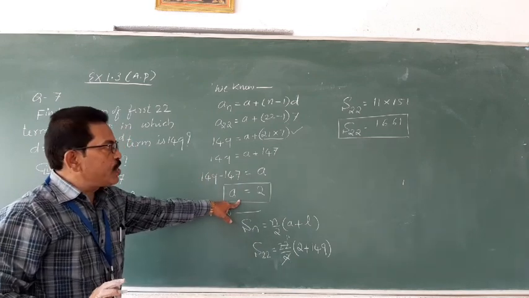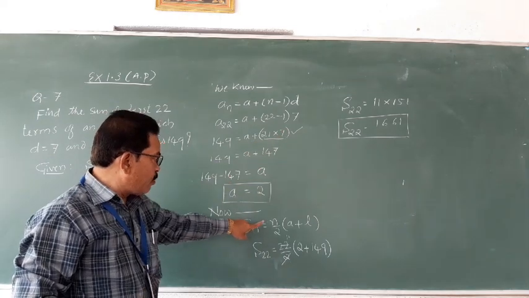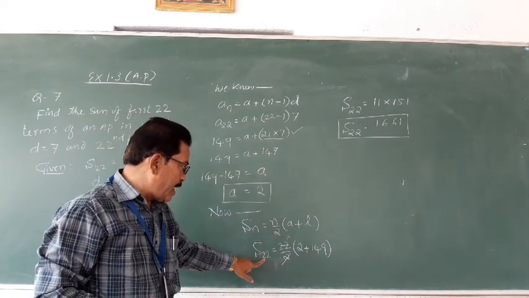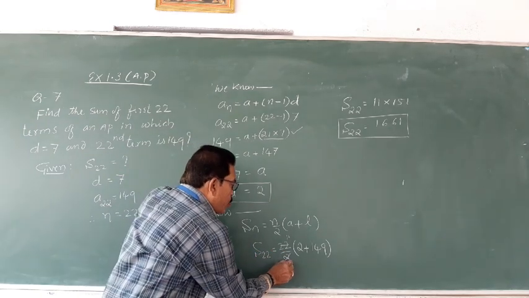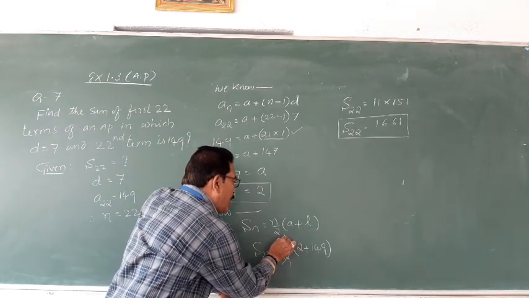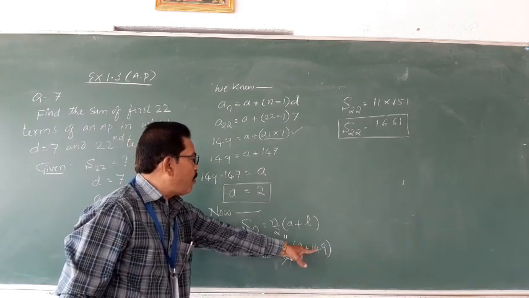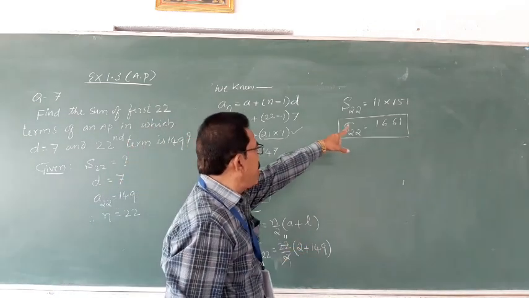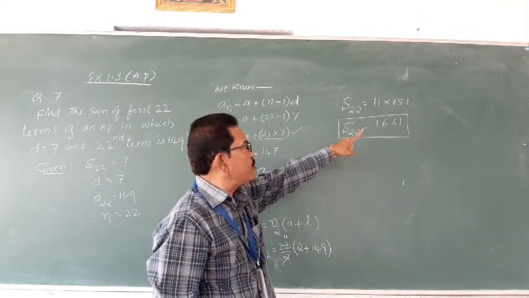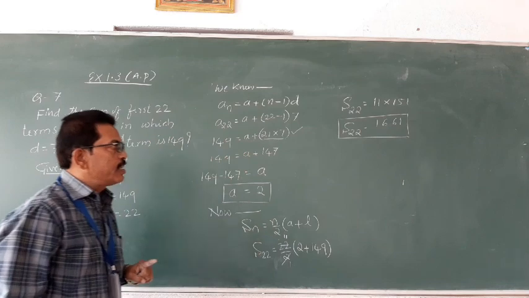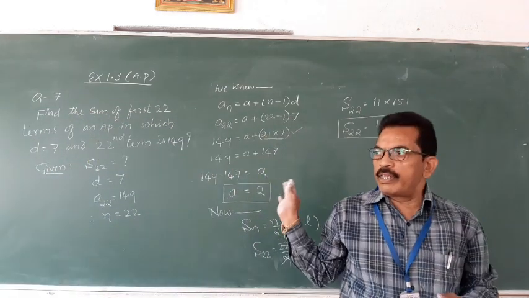After getting the first term, we have substituted the values in Sn equals n by 2 into a plus l. S22 equals 22 by 2, 11 into 2 plus 149, 151. So S22 equals 1661. Okay, see once again the method.